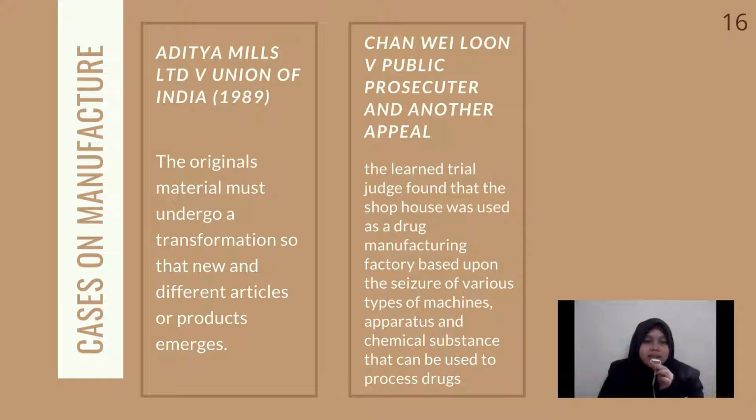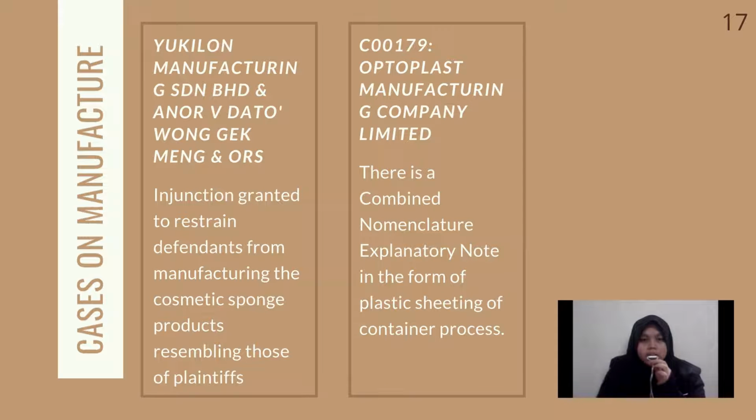The next case is Chan Wei Lun versus Public Prosecutor and other appeals. In this case, it was mentioned that the trial judge found that the shop house was used as a drug manufacturing factory, based on the seizure of various types of machines, apparatus, and chemical substances that can be used for the production of those drugs.